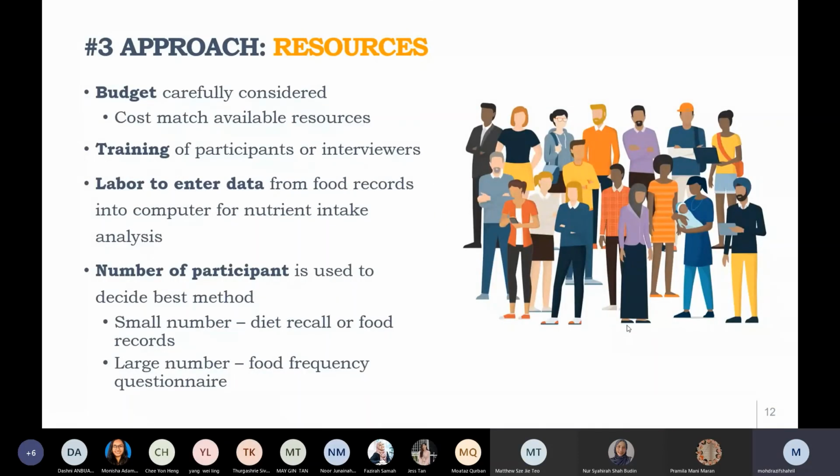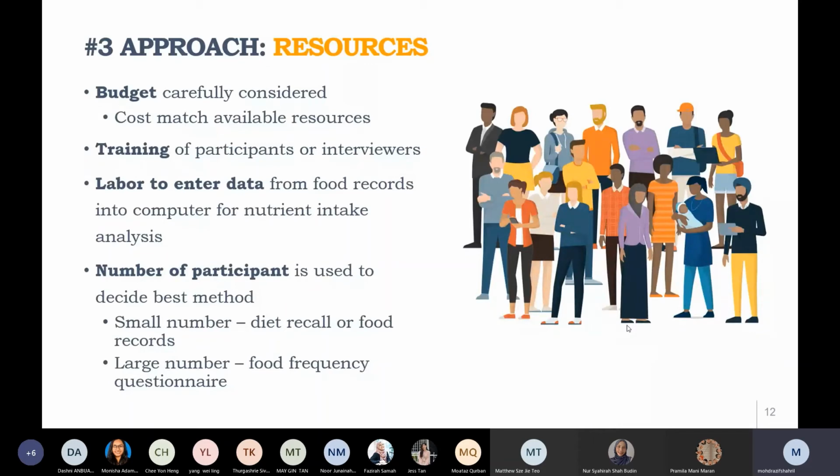The third approach is resources. So you have several resources. The first one is budget. Your dietary intake assessment method that you choose must be according to your budget. So budget should be carefully considered, and the cost must match with available resources. The second resource that we would like to look at is training of participants or interviewers.